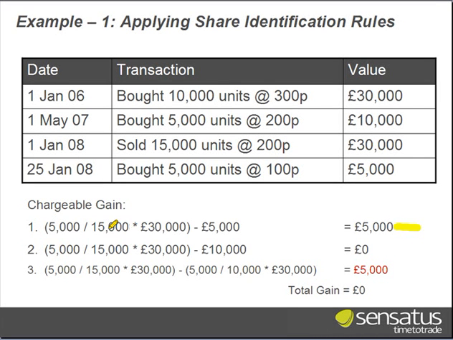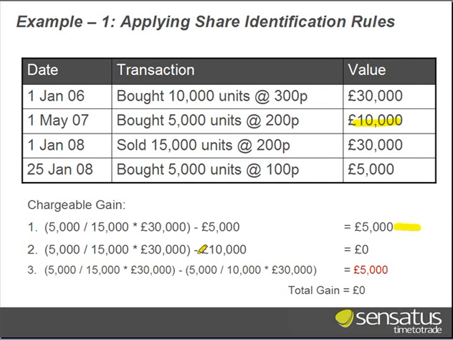The next transaction that is matched is 5,000 units that were bought on the 1st of May 2007, and again you apportion the disposal proceeds, the £30,000 disposal proceeds. So 5 over 15 is a third, by 30,000 is 10,000. So 10,000 take away the cost of those units is 0. So there was no gain or loss on that transaction.